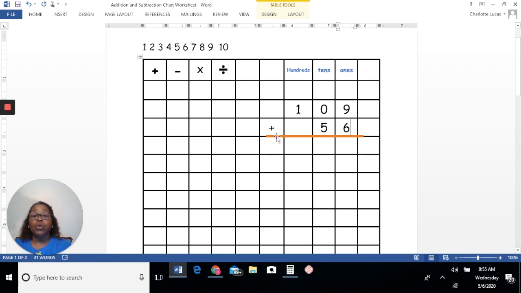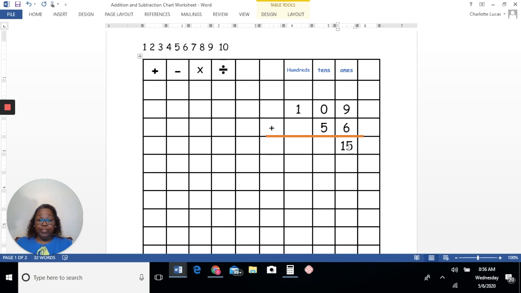So this time the operation is addition. Very good. So let's add. Remember, we always start our addition and subtraction problems in the ones place. 9 plus 6. So I'm counting on, so I'm going to put the 9 in my head. I'm going to add 6 to that. 9, 10, 11, 12, 13, 14, 15. 15.